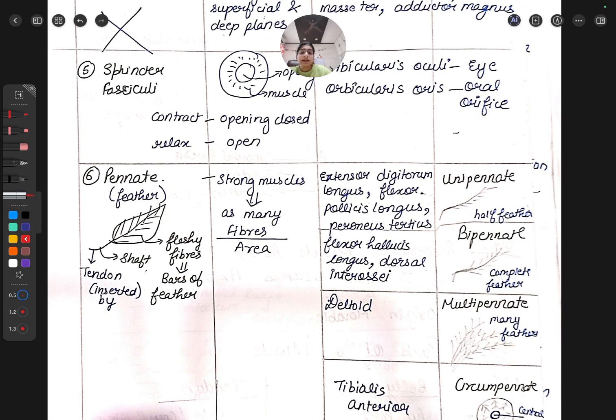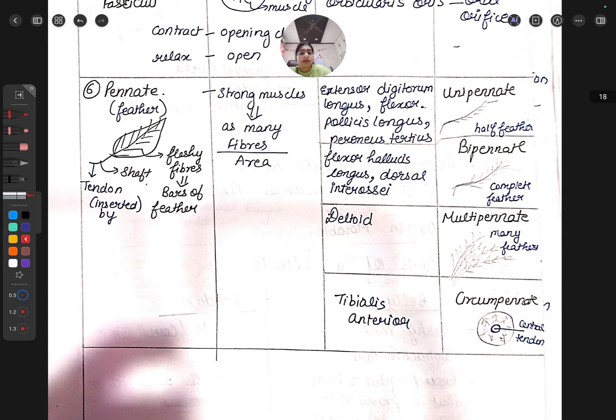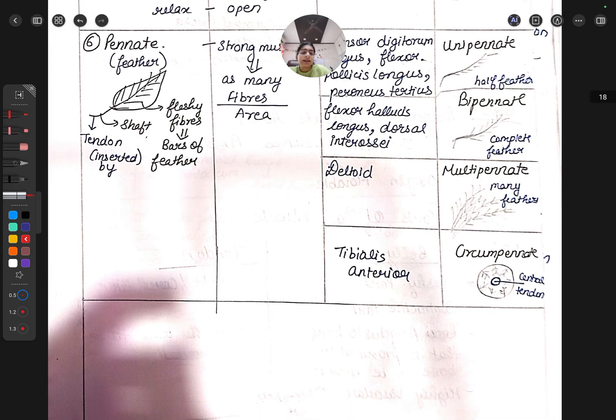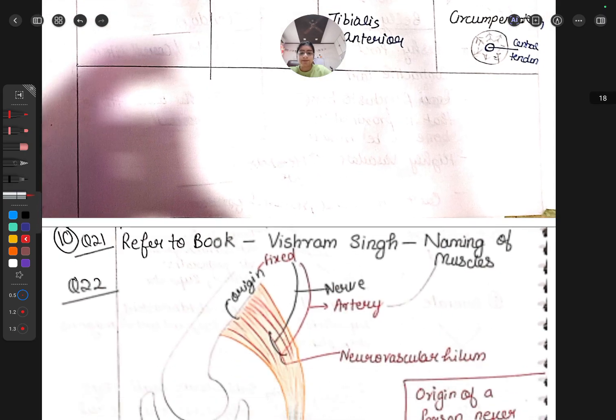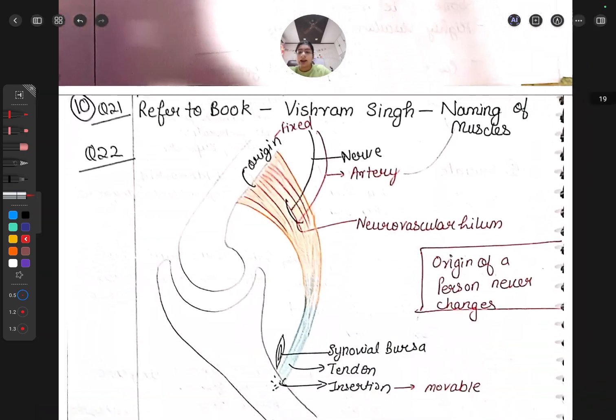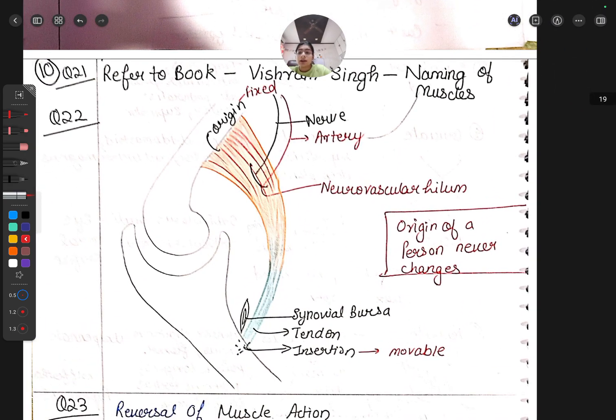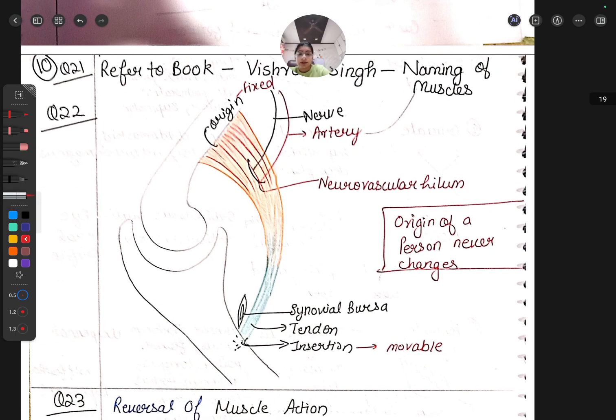These can be unipinnate, a half feather. You can see this is a half feather. Bipinnate is a complete feather, and multipinnate is many feathers, like deltoid. Tibialis anterior is circumpinnate, like feathers converging into a center, the central tendon. Next come the origin, insertion, and synovial sheath.